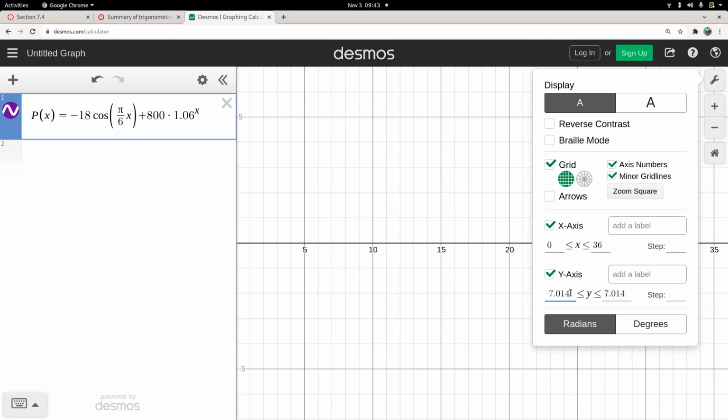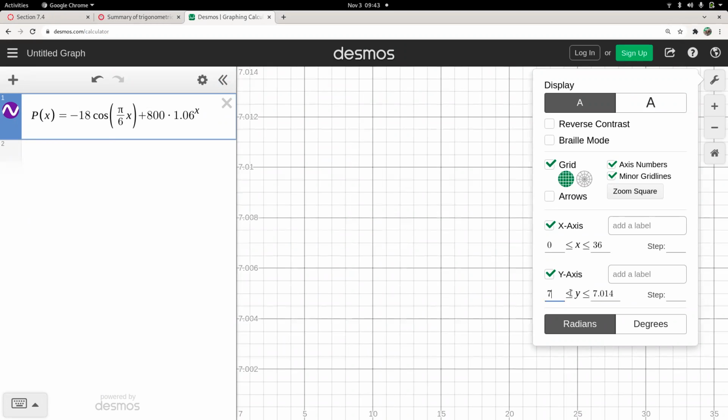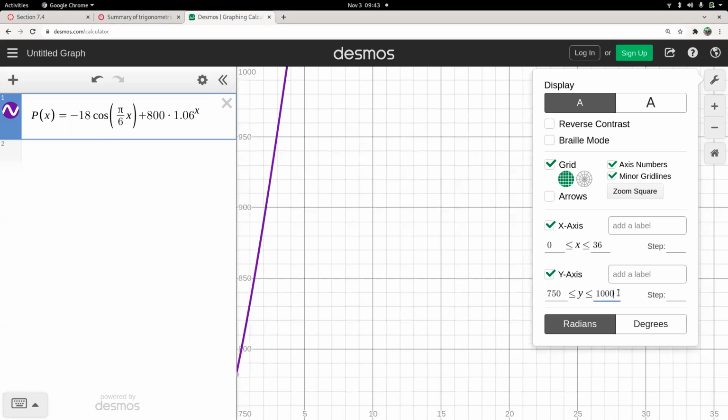And then the lowest it's going to get is 18 below 800. So let's start at, I don't know, 750 maybe. And then go up to, it's going to increase the 18 plus the exponential part. So let's just guess, we'll go to maybe 1,000, see what that looks like.